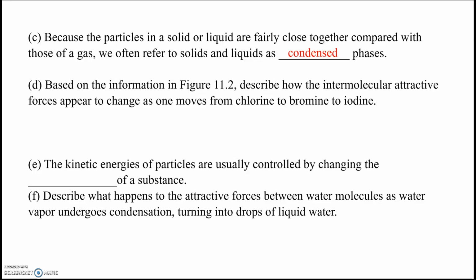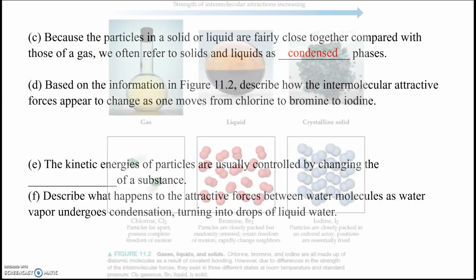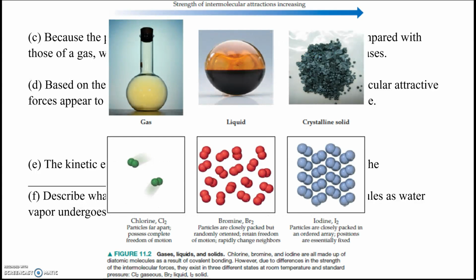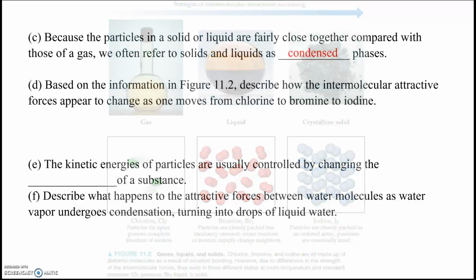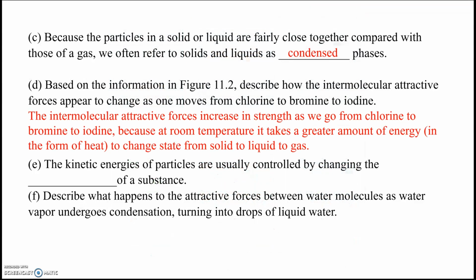All right, based on the information in Figure 11.2, describe how the intermolecular attractive forces appear to change as one moves from chlorine to bromine to iodine. And here's Figure 11.2. So we're taking a look at chlorine gas, bromine liquid, and iodine, which is a solid at normal temperatures and pressures. So we want to discuss how these attractive forces change. Well, obviously, the attractive forces increase as we go from chlorine to bromine to iodine because it takes a larger amount of energy in the form of heat to change the state from solid to liquid to gas. The kinetic energies of particles are usually controlled by changing the temperature of a substance.